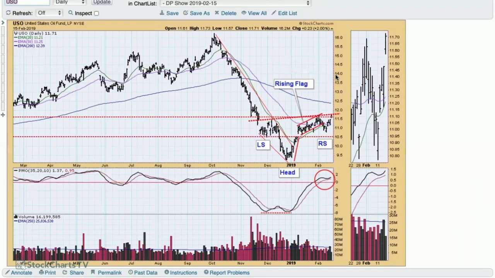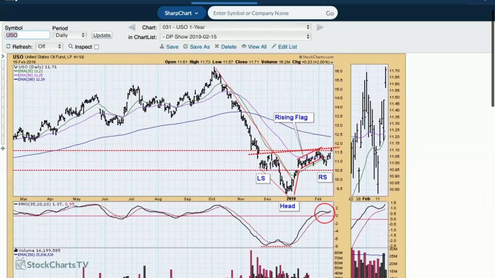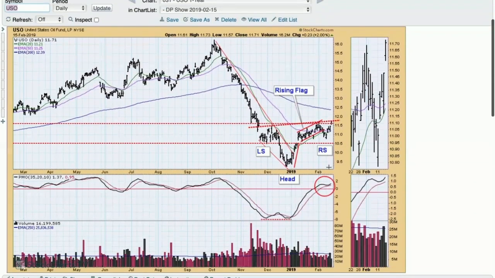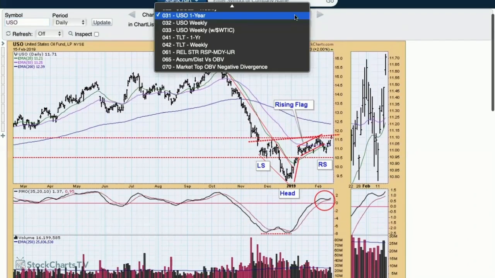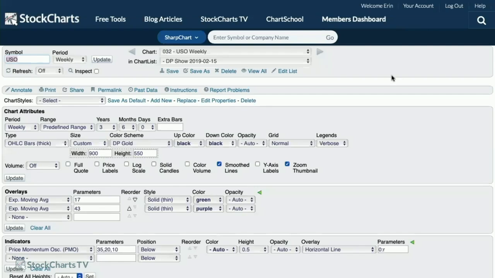Okay, here's crude oil. You notice I've identified a reverse head and shoulders, and the price just today challenged that neckline. And so we're looking for more positive action on crude. Yep. The PMO is turned up again above the signal line. That's positive. And the weekly?